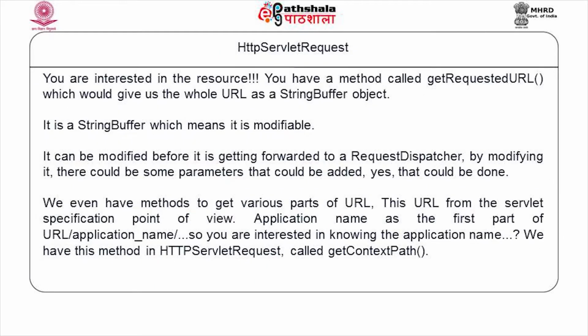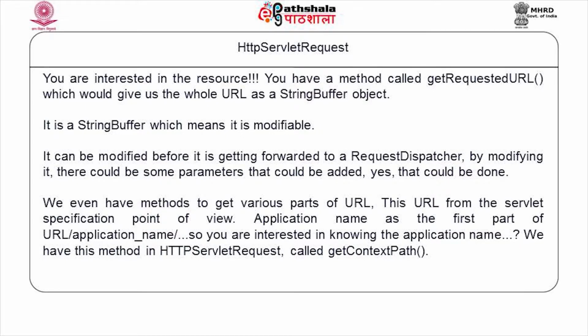If you are interested in the resource, the URL which has come, you have a method called get request URL, which would give us the whole URL as a string buffer object. It is a string buffer, which means it is modifiable. It can be modified before it is forwarded to a request dispatcher. We understand it is the same request object which is being forwarded, or someone might modify it and then forward it. By modifying, someone may keep on adding some parameters also. Yes, that could be done. So those manipulations are possible, and get request URL gives us a string buffer.